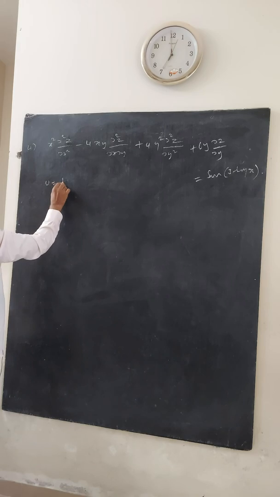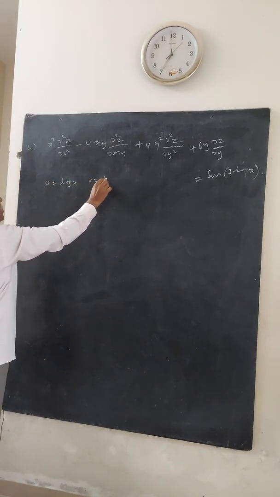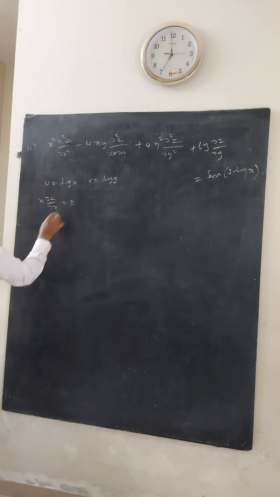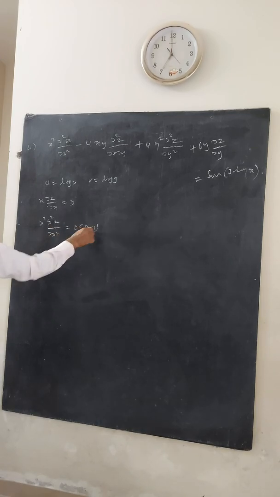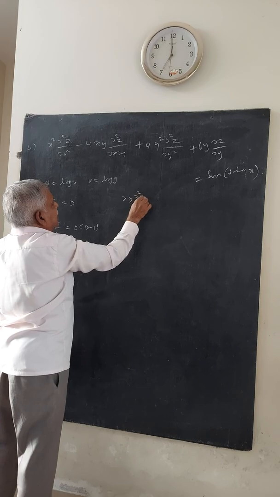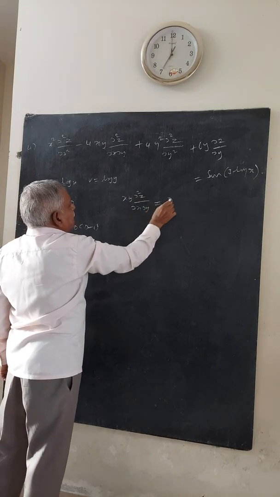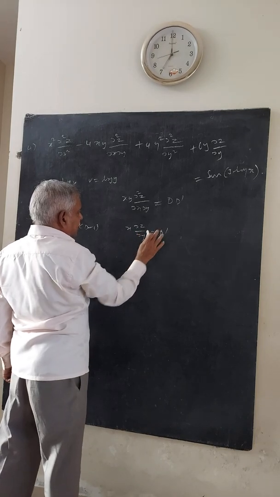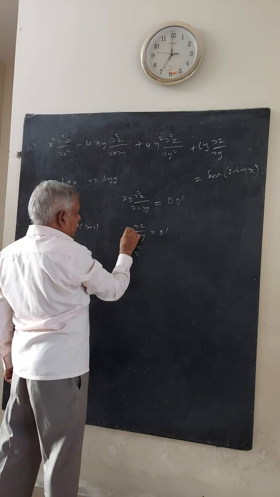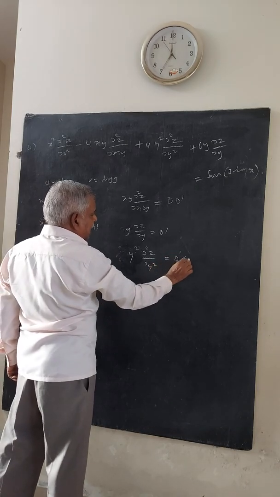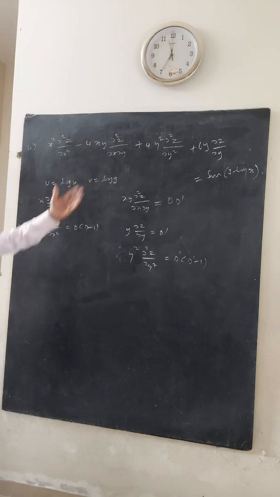We know u = log x, v = log y. x ∂/∂x = D, x² ∂²z/∂x² = D(D − 1), xy ∂²z/∂x∂y = DD', y ∂z/∂y = D', y² ∂²z/∂y² = D'(D' − 1). We are applying in this sum.